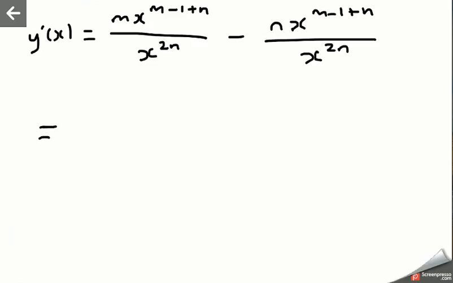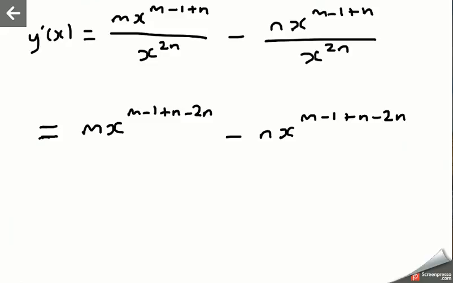Well, now we can go ahead and cancel out some powers because we know that a to the power of n divided by a to the power of m is actually a to the power of n minus m. So this 2n on the bottom, we can actually subtract from this power because these have the same base. They both have a base of x. So what we're actually left with is m times x to the power of m minus 1 plus n minus 2n, minus n times x to the power of m minus 1 plus n minus 2n.